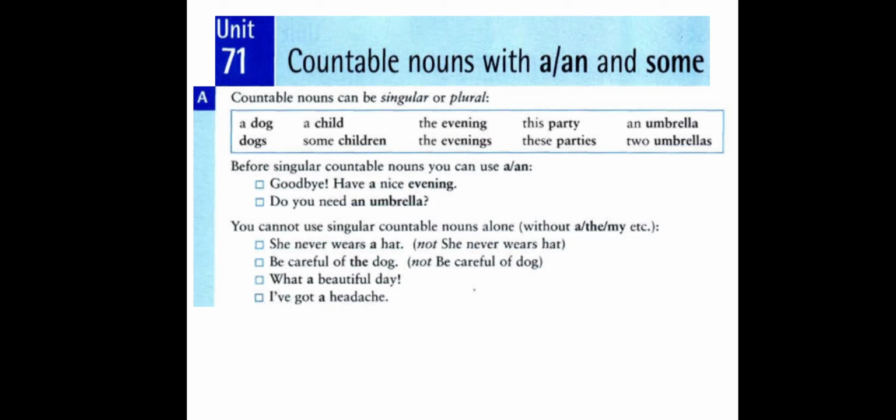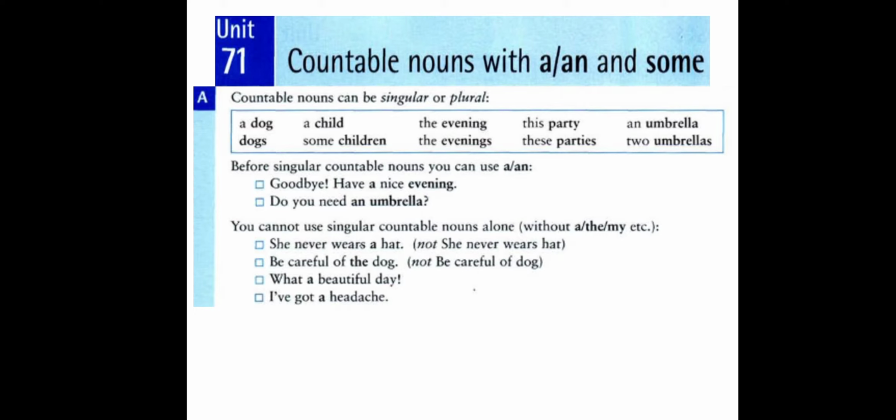Goodbye, I have a nice evening. Evening here is singular, that's why we use the article a. Though evening starts with e, we don't use the article an because the article a is controlled by the first letter after it. Here the first letter is the N in the word nice, and the N is a consonant, that's why we use the article a. If it is evening alone, then we say an evening.